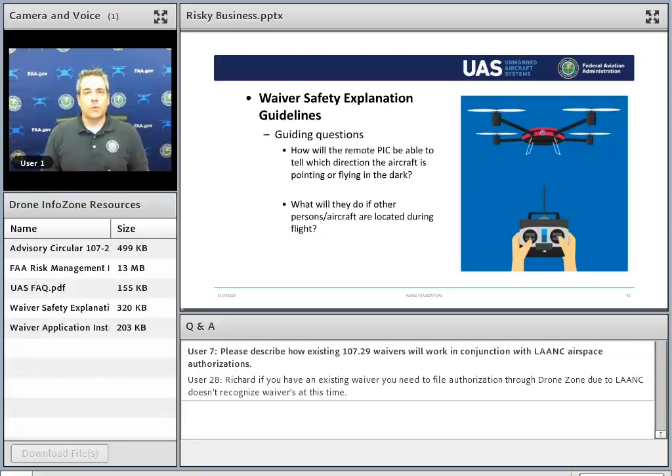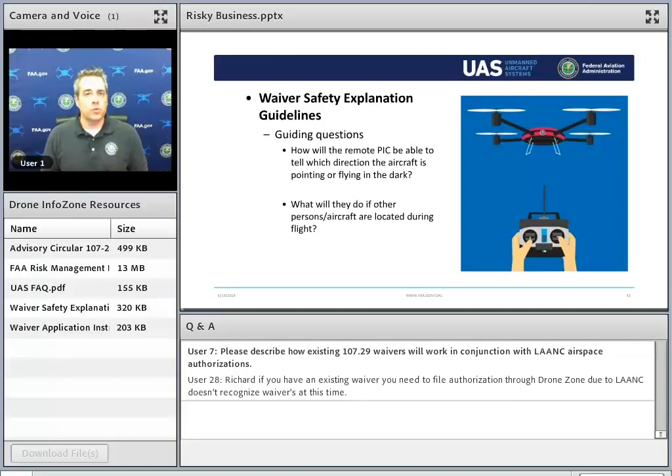What are the risks? Well, the risks are I don't know which way it's pointed, or I don't know which way it may be moving, or I don't have any lighting on it that gives me that clear indication visually. So what are my mitigation strategies? That's up to you. What are you going to do to mitigate the hazard of not being able to tell what direction a UAS is pointing or flying?